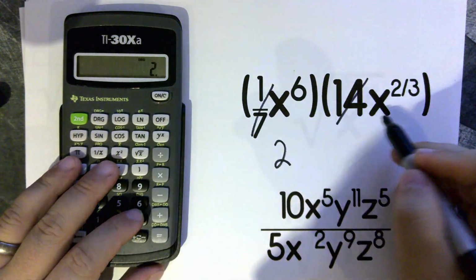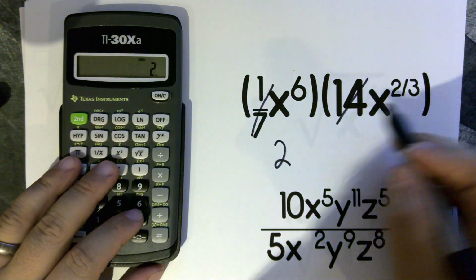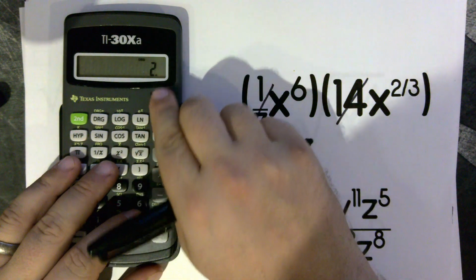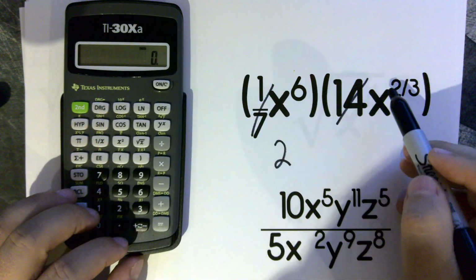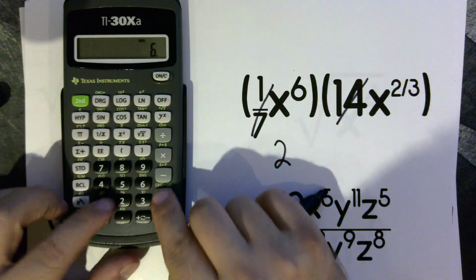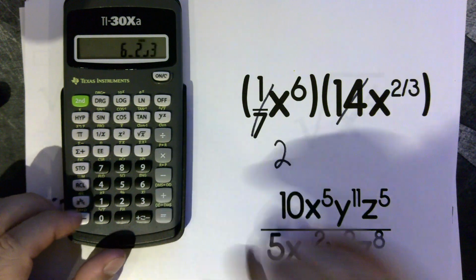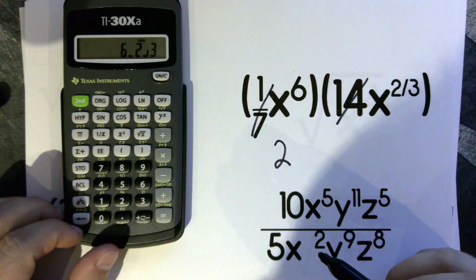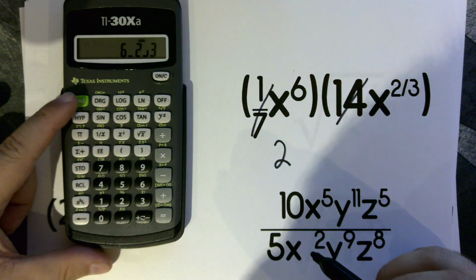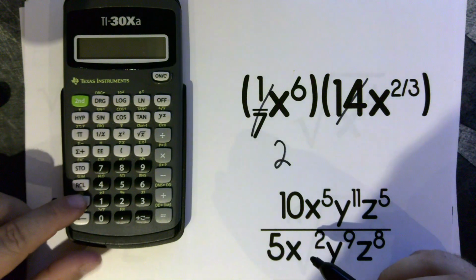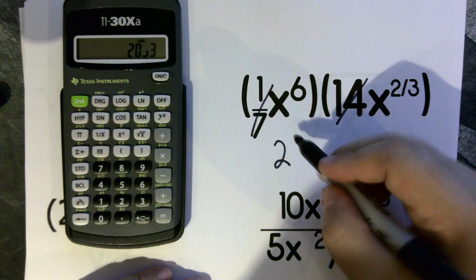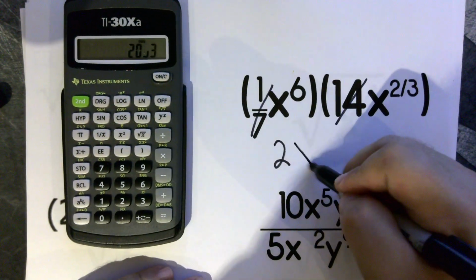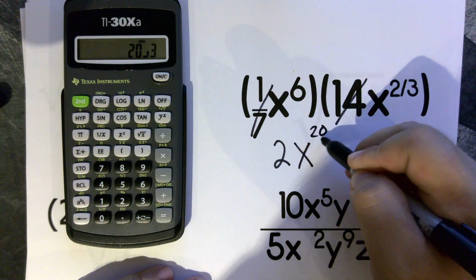And then x to the 6 times x to the 2/3. We're gonna add them together because that is the product rule. 6 plus 2/3 gives us this mixed number. That's 6 2/3, but we're going to convert that to an improper fraction by hitting second ABC. And that's 20/3. So this is a weird number, but that's x to the 20/3.